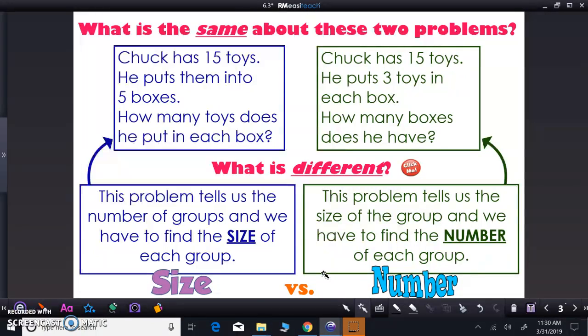There are 2 different ways that we can divide. We can find the size of equal groups or the number of equal groups. Yesterday, we focused on the size of equal groups. Today, we are going to focus on how many equal groups we have. Let's try some.